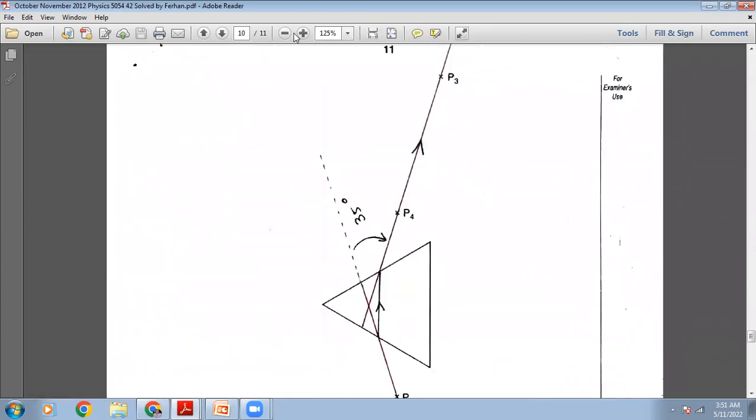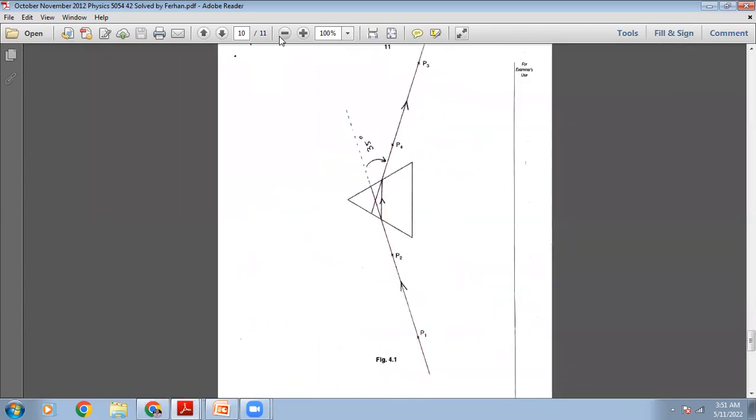So basically this is what they said. Join pin 1 and pin 2 and continue this line. Join pin 3 and pin 4, continue this line until it crosses this line. Then he says, measure the angle between these two lines, the smaller angle. This is the smaller angle between these two lines, and that angle I have measured.